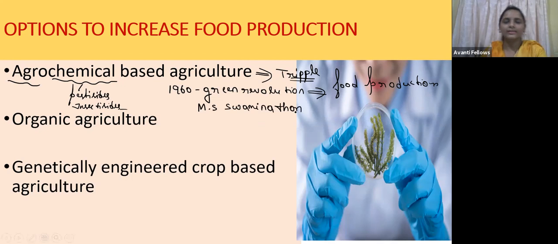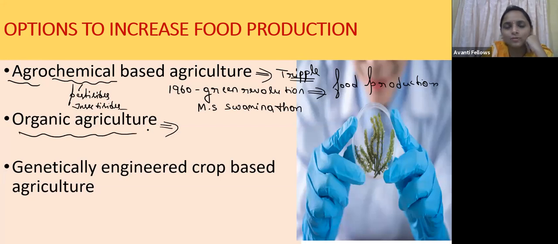Okay. So guys, is it good to use chemicals in agriculture? It is not at all good for the environment, and it causes hazards to the environment, right? So that's why, after that, we shifted to organic agriculture. What we did in organic agriculture is we used biofertilizers, which are prepared by bioorganisms. So we used organic agriculture for increasing food production.